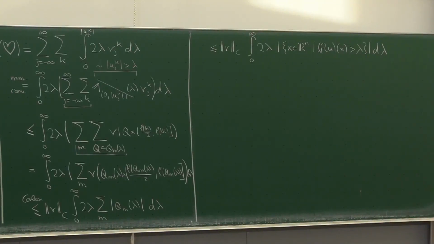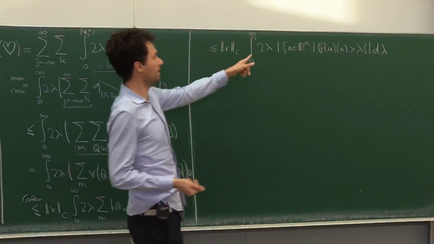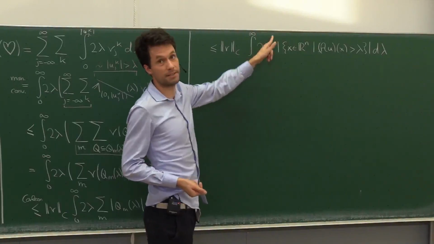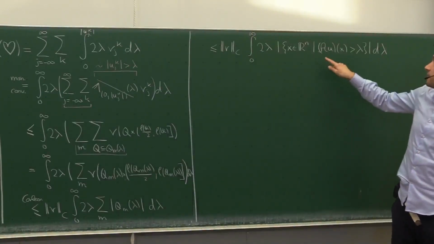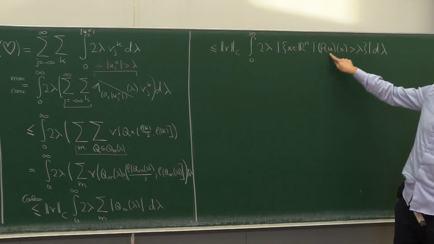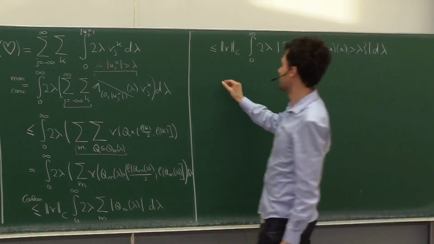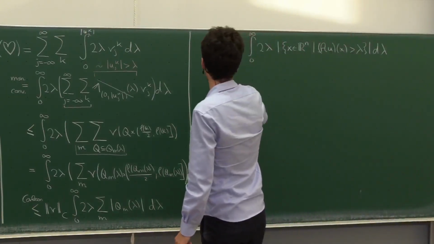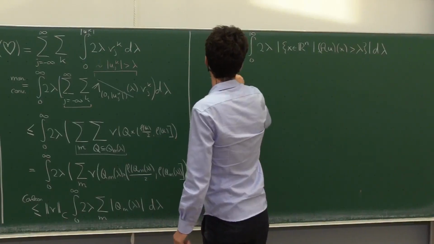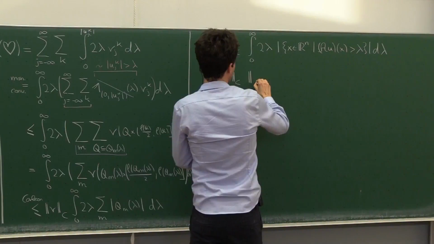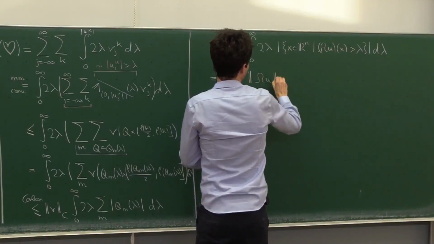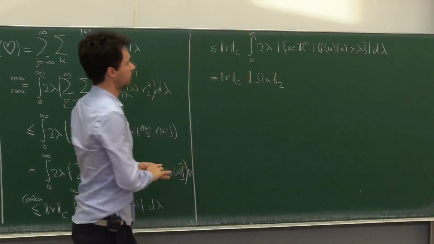It's a layer cake. Yeah, of course. This is a layer cake formula. It's p lambda^(p-1) when p is equal to 2. It's a layer cake formula that gives the L2 norm of this function describing the superlevel sets. So this is equal to the Carleson measure norm times the norm of A(u) in L2 squared.